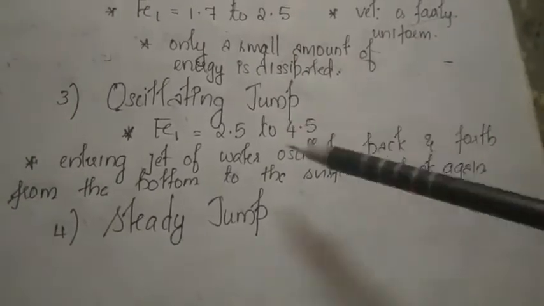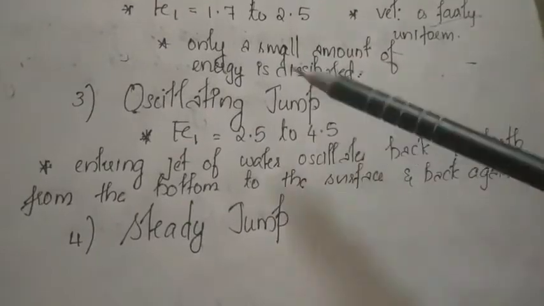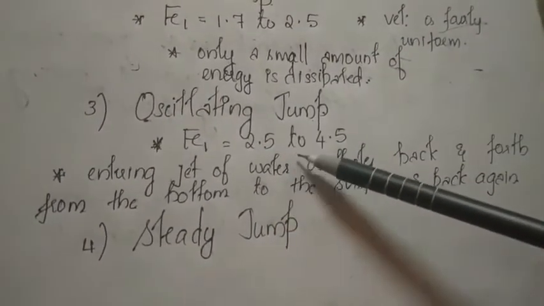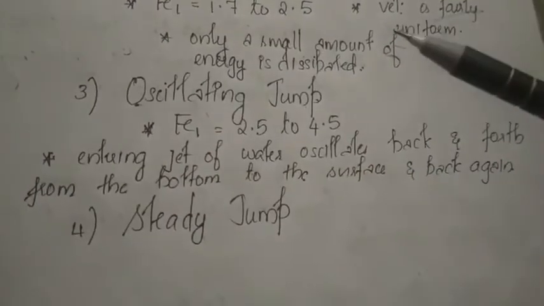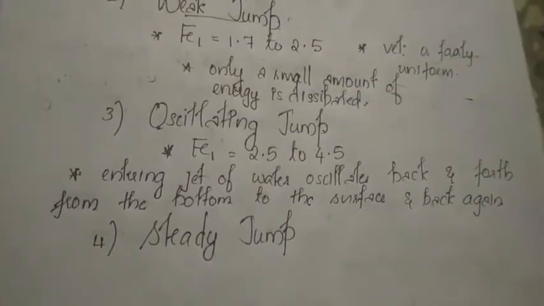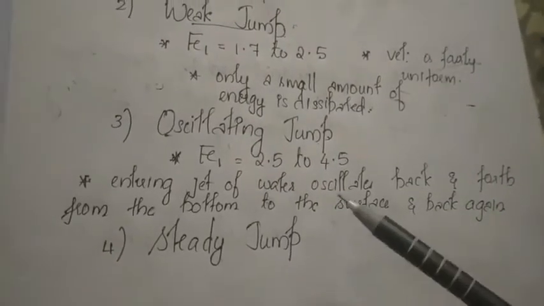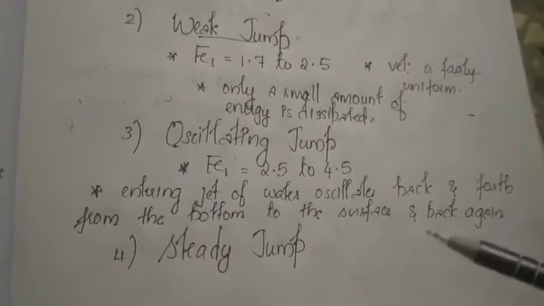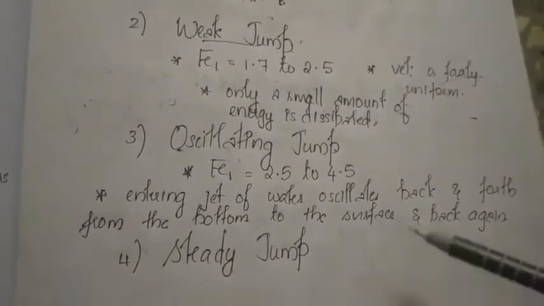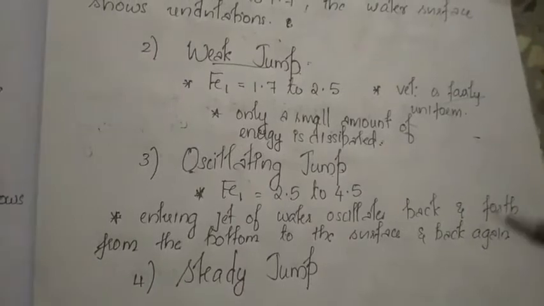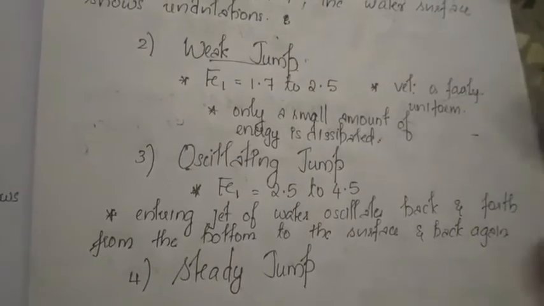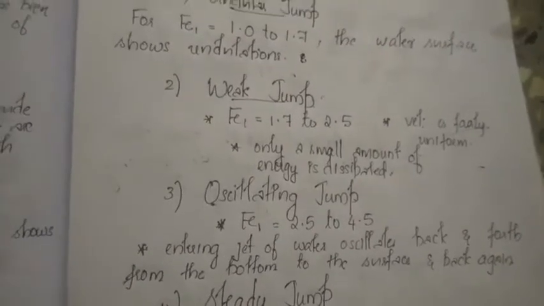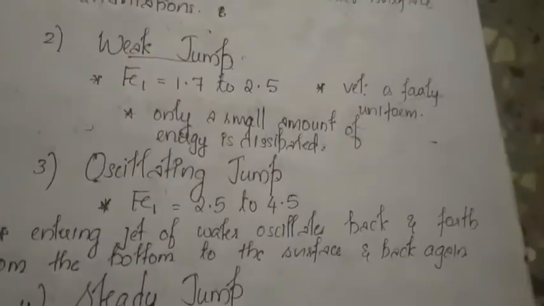Now the third type of jump is the oscillating jump, and in oscillating jump, the Froude number equals 2.5 to 4.5, and here the entering jet of water oscillates back and forth from the bottom to the surface and back again. So the entering jet of water will oscillate back and forth, and it oscillates from the bottom to the surface and back again. So that's about the oscillating jump.